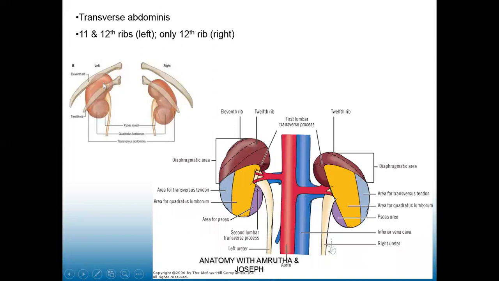This picture is again showing the relation of the kidney on the left and right side. On the right side, the 12th rib is related and the 11th rib is not related, whereas on the left side, the 11th and 12th ribs are related.